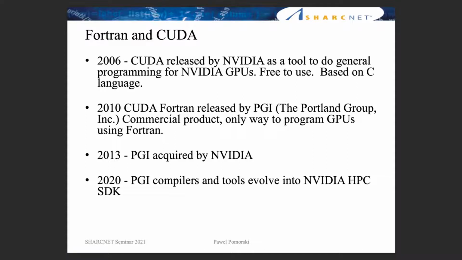Now, PGI was in turn acquired by NVIDIA in 2013. And since then, PGI compilers have been made freely available to the scientific community. In fact, recently in 2020, NVIDIA has finally folded the PGI compilers into what is called the NVIDIA HPC SDK, Software Development Kit. This is mostly just a change of name. The functionality is still mostly there. So today, everything that I will show you is done using the CUDA Fortran compiler released by PGI/NVIDIA.